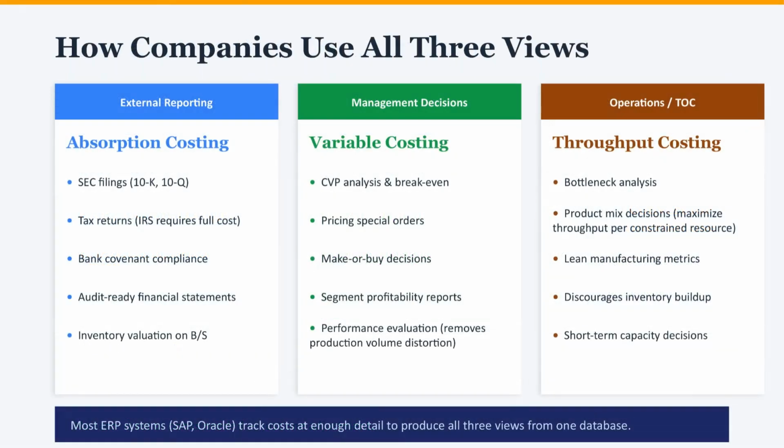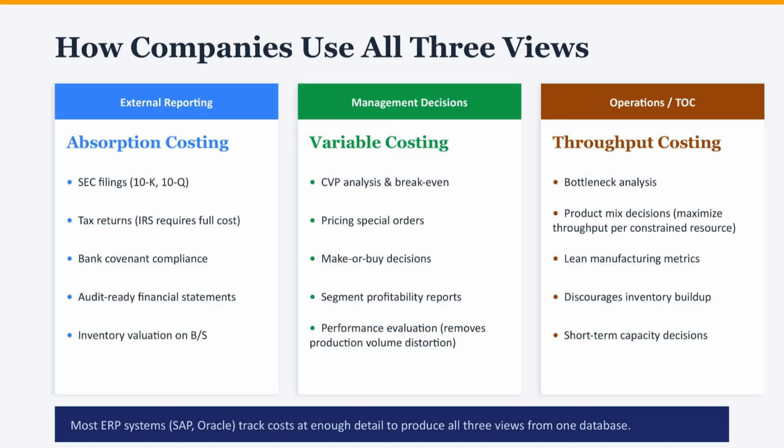This slide details how companies use three costing views for varied purposes. As a cost accountant, you do not pick one method and ignore the rest. You need all three. The question is which system fits which purpose. If the audience is external stakeholders, SEC, IRS, banks, auditors, use absorption. You have no choice. GAAP and IRS require it.